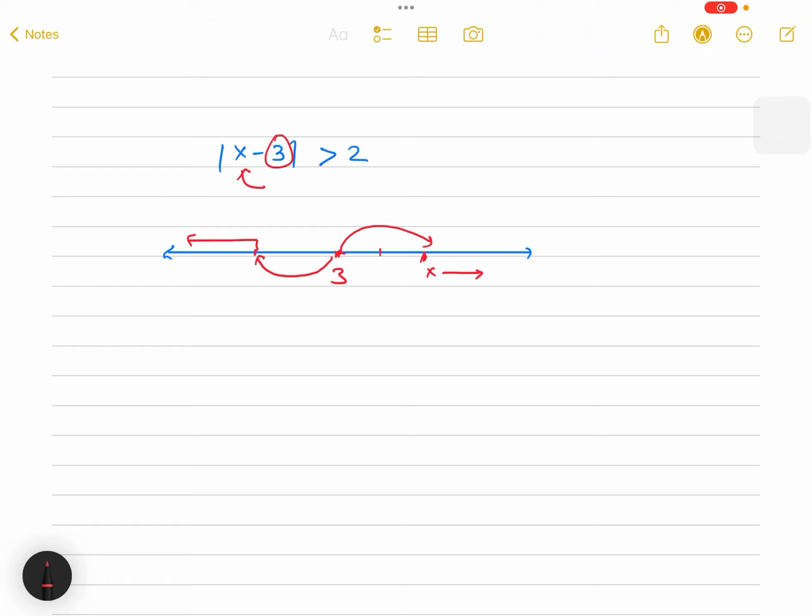If it is so, this is basically 3 minus 2. However, this is 3 plus 2. And so my x is always smaller than 1, or x is always greater than 5. Using the interval method, we used to write it as x belongs to minus infinity to 1 union 5 to infinity. Isn't it very easy?